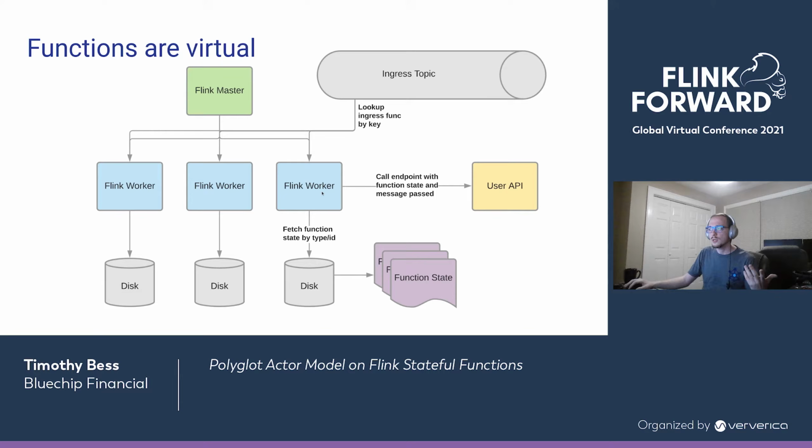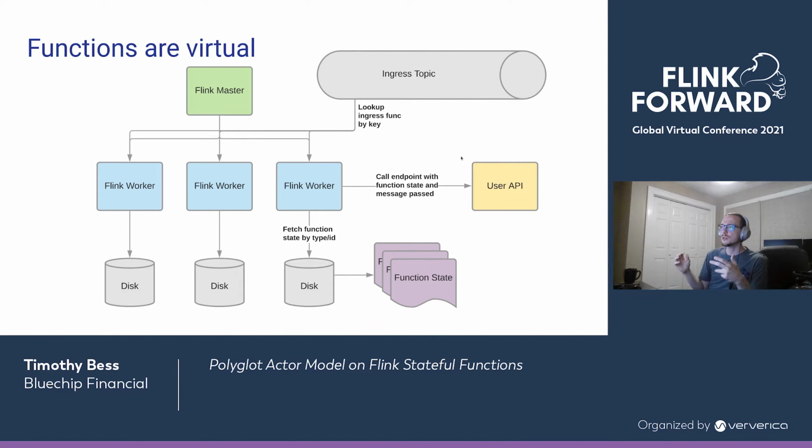And the Flink worker only has to go look up with RocksDB and say, hey, for this key in this function, give me the state. And it will take that state, pass it the message that it was given on Kafka, and simulate all the function calls, essentially. And when it runs into a function that's on the user side, it does a remote HTTP call to your user's API.